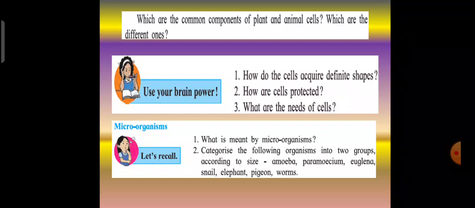Categorize the following into two groups according to the size. The two groups will be: that which we cannot see with our naked eyes will be microscopic, and the other, that we are able to see, will be macroscopic. So amoeba, paramecium, these are microscopic. Euglena, snail, elephant, pigeon, worms, these are big ones which we are able to see, so they are macroscopic.